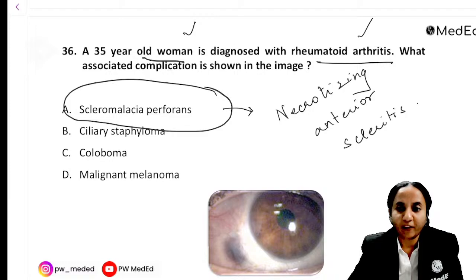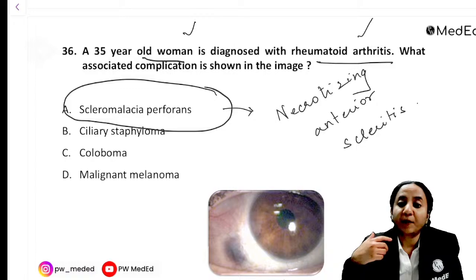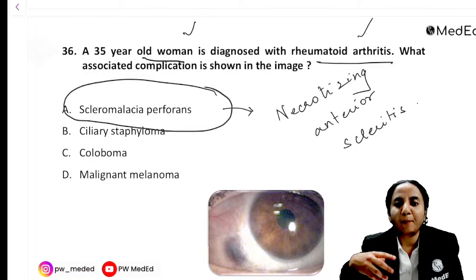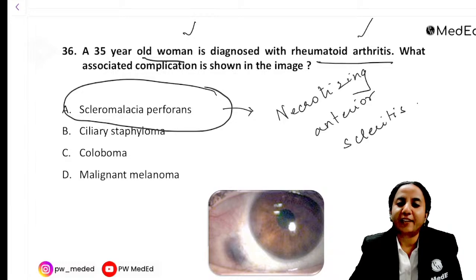As far as ophthal is concerned, do revise the PYQ topics. Look at the high yield images, not only for ophthal, but also for the other subjects. And all the very, very best for your exam.